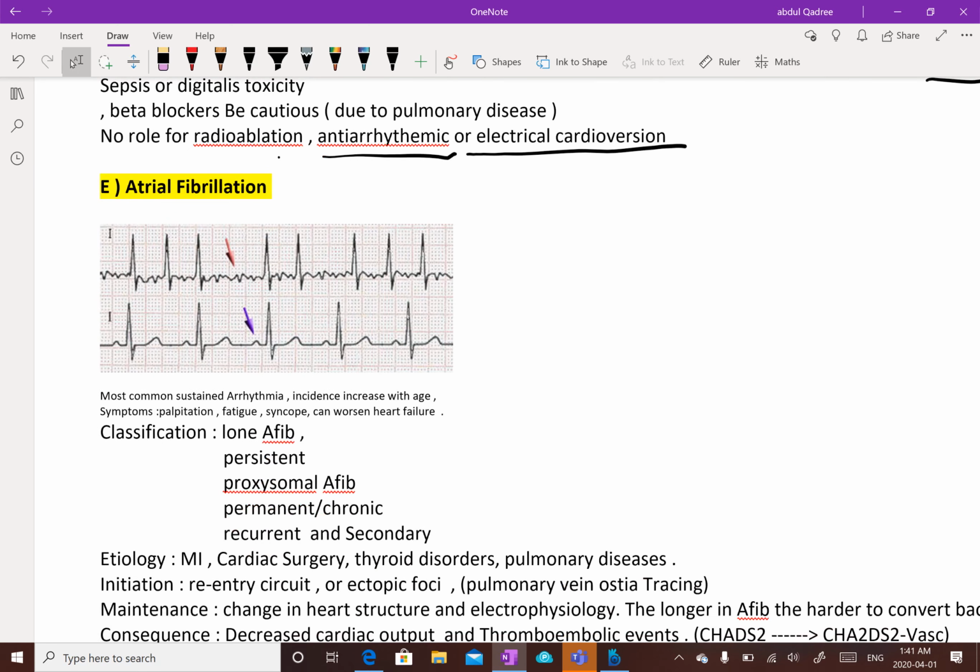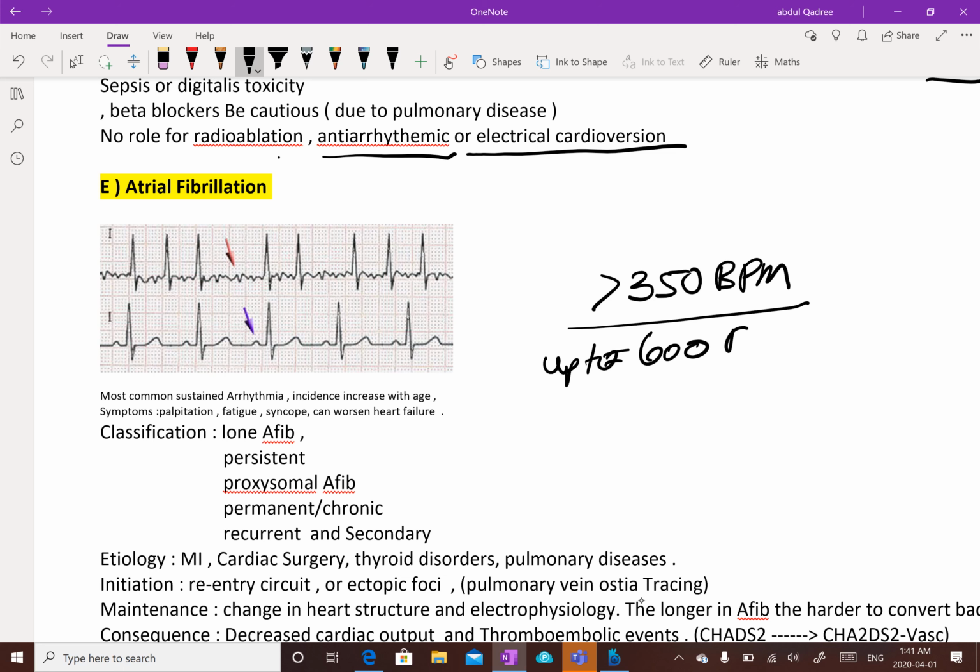All right. So what is atrial fibrillation, ladies and gentlemen? Atrial fibrillation, as we say, is a rapid heartbeat in the atria, where the atrial rate is greater than 350 beats per minute. So it's greater than 350. It could possibly even go up to 600 beats per minute. We don't know yet how high it can go, but up to 600 beats per minute. It is the most common sustained arrhythmia. Incidence increases with age, especially if you're greater than 75. 10% of that population have it.